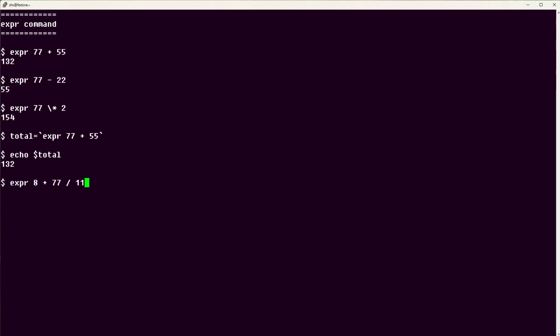And here we are going to do an addition and a division, but the division happens first, so it's 77 divided by 11 plus 8, and there we get the result. And here we're doing a multiplication and then an addition, because the multiplication and division operations always happen first. And there you can see that result.